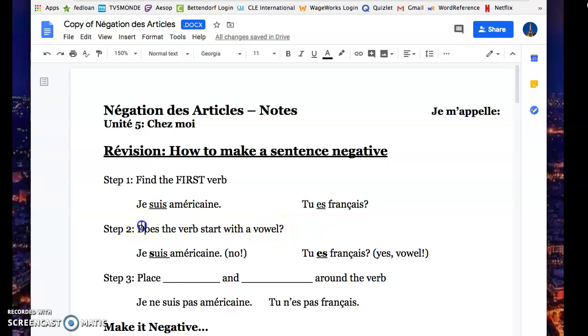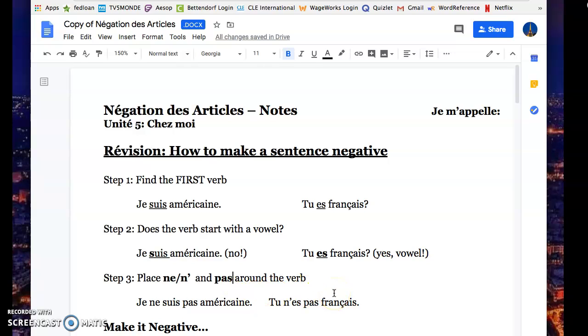Okay, step 2, the second thing you have to do is decide whether or not the verb starts with a vowel. Je suis is your verb. No, that does not start with a vowel. An S is not a vowel. Tu es français. ES, yes, that's a vowel. An E is a vowel. So after you decide whether or not your verb starts with a vowel you have to place ne or n apostrophe and pas around the verb.